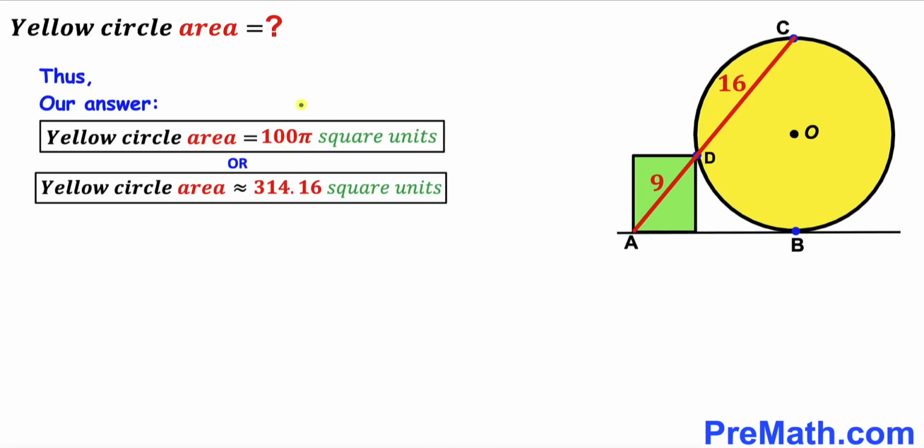So after all the calculations and manipulations, the area of this yellow circle turns out to be 100 pi square units, and that is approximately equal to 314.16 square units as well. So the area of this yellow circle is 100 pi square units, and that's our final answer.